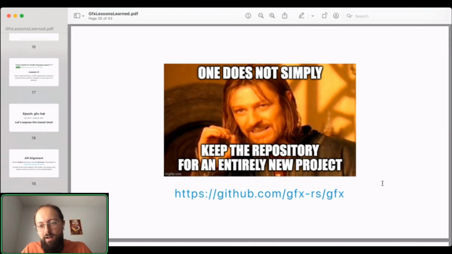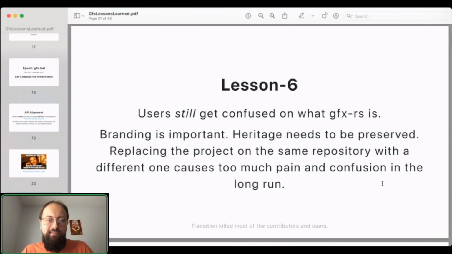And we did that all within the same repository. So what could go wrong, right? So the result of that is that people are still confused what GFX is. They go to crates, they see GFX. They go to the repository, they see an entirely different thing. And even though we're all developers, we have to think more about marketing and how we position our products. So lesson for me, number 6, was that branding is very important for open source projects.